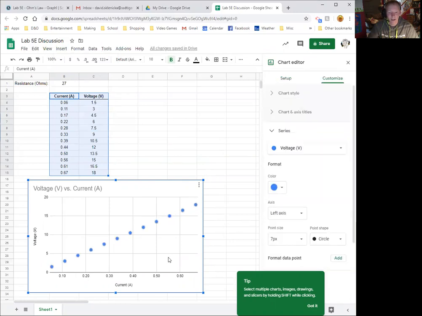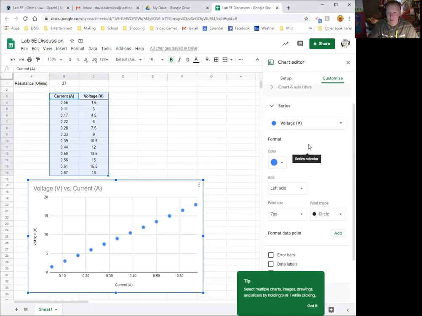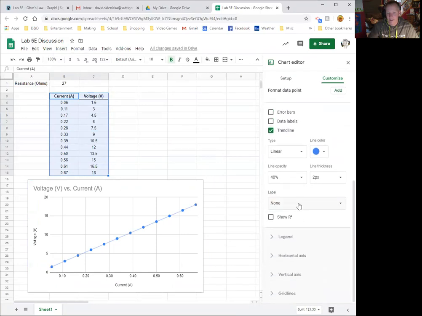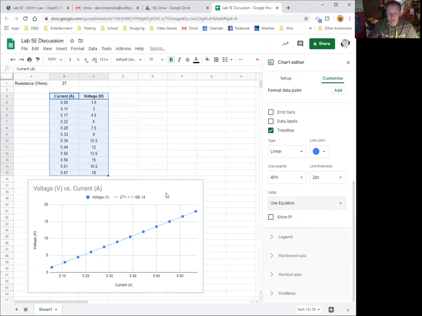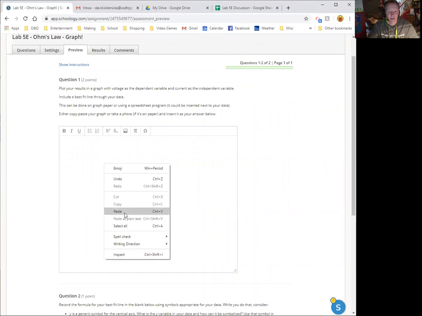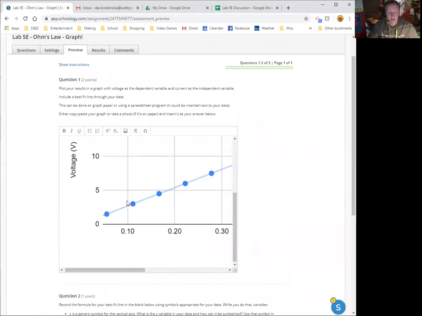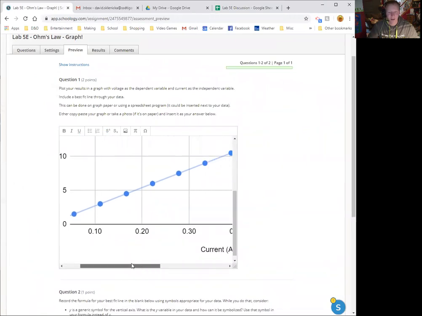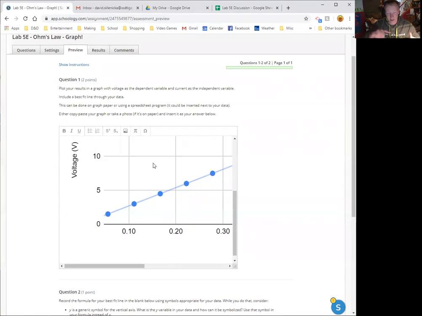Then if I click on one of those data points in there, it allows me to change stuff about it. So I'm going to add a trend line and go down to where it says label and say use equation. Okay, and now it puts this equation here. This is now a complete graph that is also plotted in the way that the instructions ask. So I'm going to copy it and plop it over here. Don't worry if it's a bit big. You can adjust the size somewhat. I can adjust it up and down with that. When you submit it, the window adjusts, and so I can see it better.